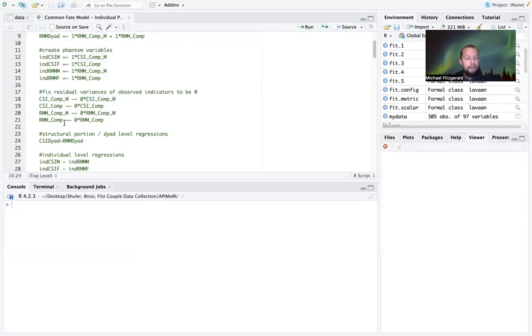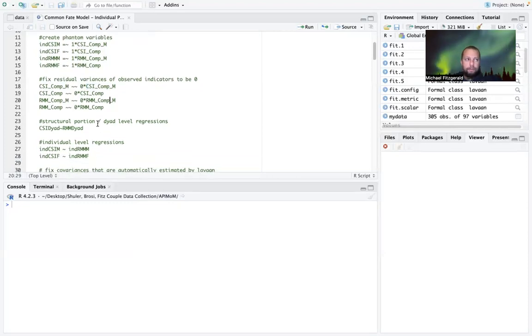The way I think about those model constraints is as regulating where information can be sent and where it is stored. Constraining those residual variances to be 0 allows us to push some information into the phantom variable at the individual level.